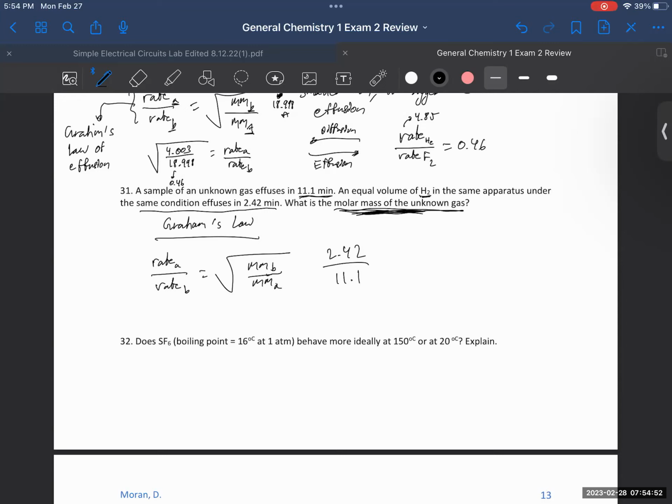Notice how this is A and this is B. Now I gotta not flip them. So I gotta make the molar mass of hydrogen on the bottom. And this is the molar mass of H2, so it's gonna be 2 grams per mole. And then this is X. This is what we're trying to solve.